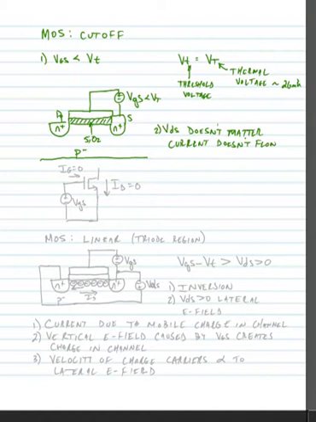Now, this is just a model. It's not entirely true. In fact, as we increase the voltage, some current will flow, and that current would be called subthreshold current. But for the time being, we'll ignore this. So what we're saying here is that the device is off.